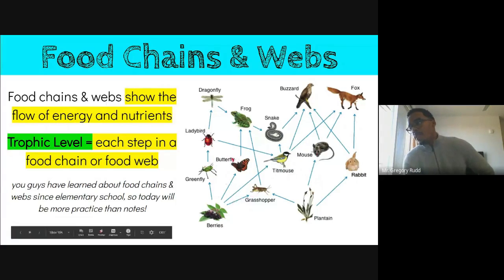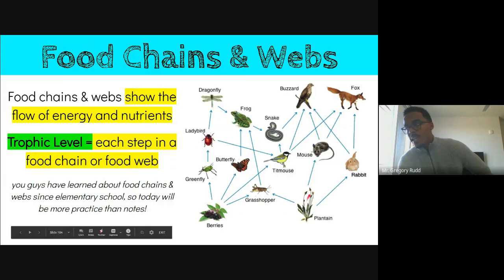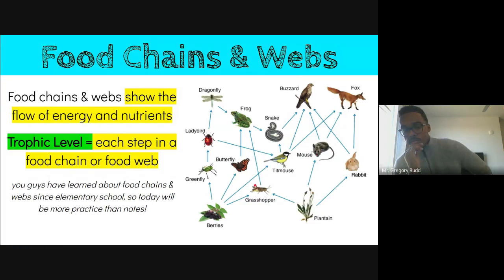Right, so, and then what happens? Let's say we look at the grasshopper. What happens with the grasshopper? The grasshopper is getting energy and nutrients from the berries and from the plantains. But what then happens to the grasshopper? It gets eaten by the frog. The frog eats it. Thank you, Joseph. What else does the frog eat? The frog eats the dragonfly, and the snake eats the frog.